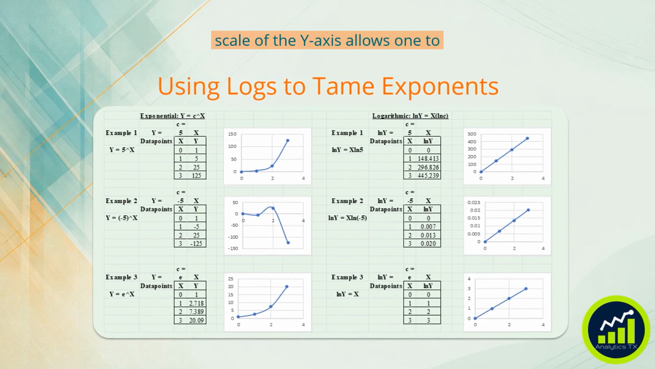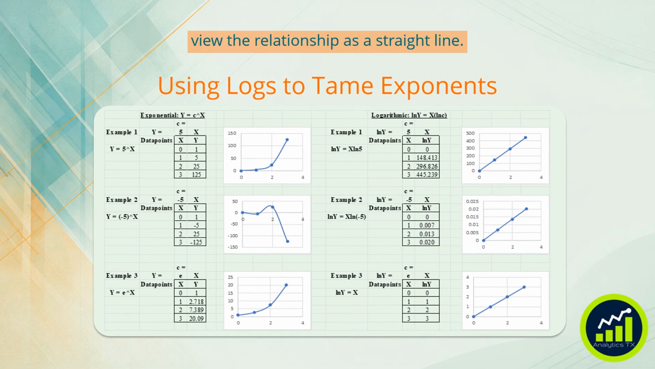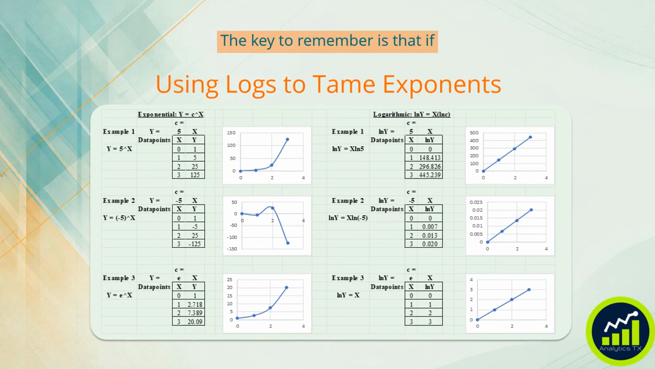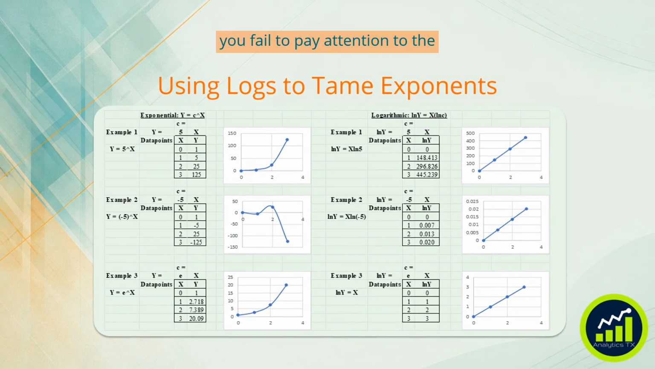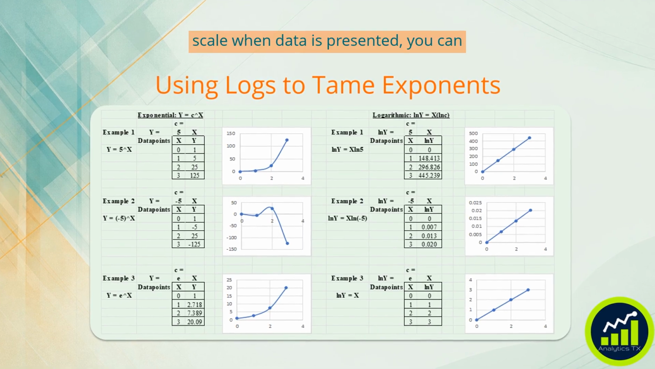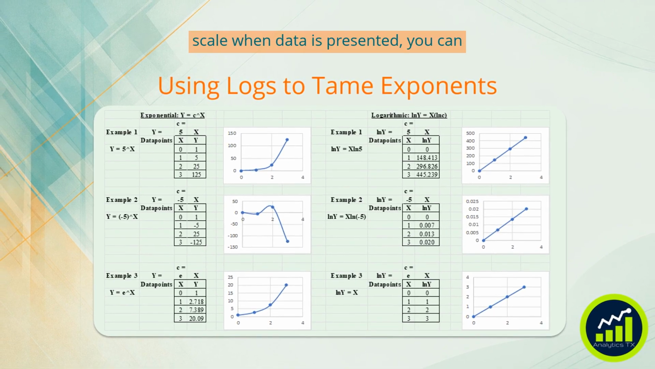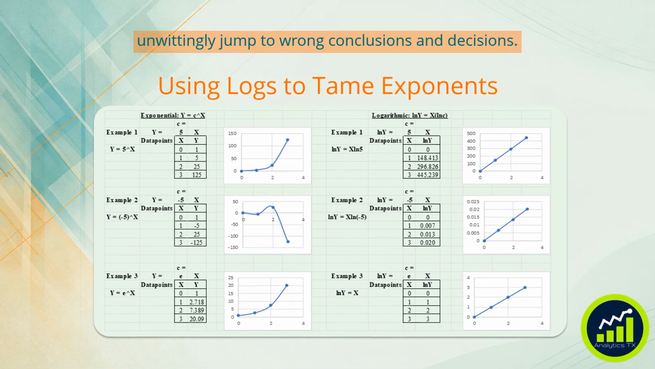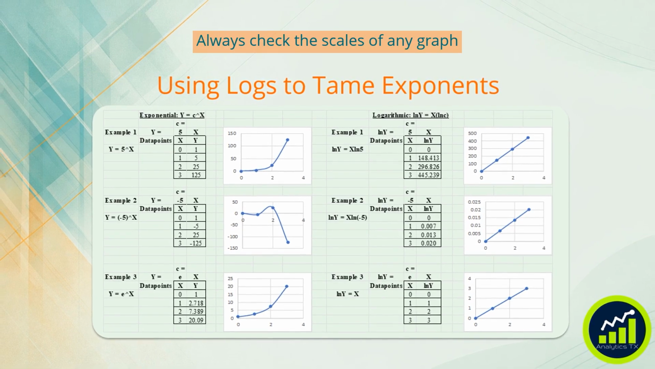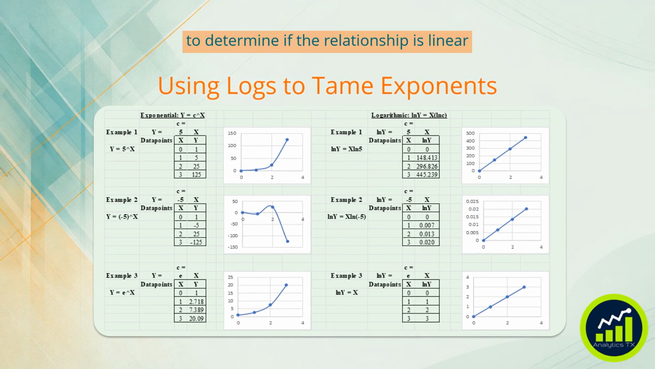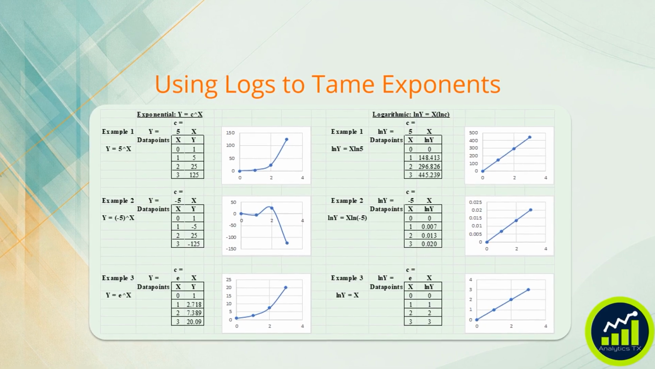As seen in the graph, changing the scale of the y-axis allows one to view the relationship as a straight line. The key to remember is that if you fail to pay attention to the scale when data is presented, you can unwittingly jump to wrong conclusions and decisions. Always check the scales of any graph to determine if the relationship is linear or curved.